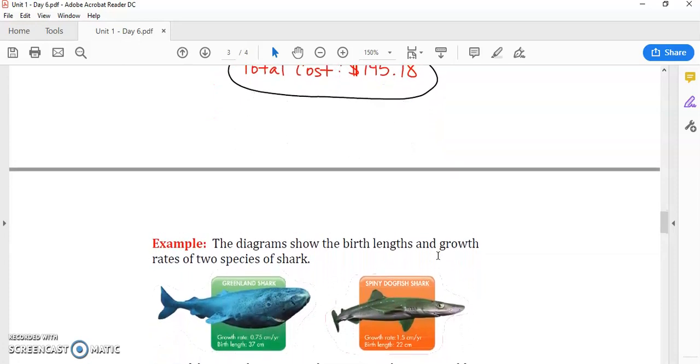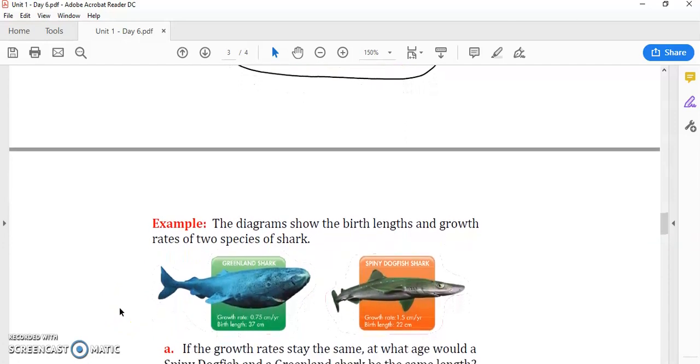All right, here we have a scenario in which we're given information about sharks. So we have the Greenland shark that grows at 0.75 centimeters per year, and it starts out at 37 centimeters. So I could make the equation y equals 37 plus 0.75x, or 0.75x plus 37. Same thing over here, I could say y equals 1.5x plus 22, where x is going to be the number of years and y is going to represent these centimeters. And once I have my two equations, I can solve using any method I'd like.